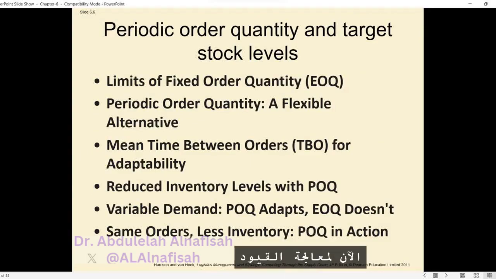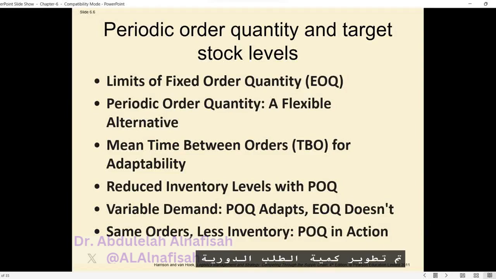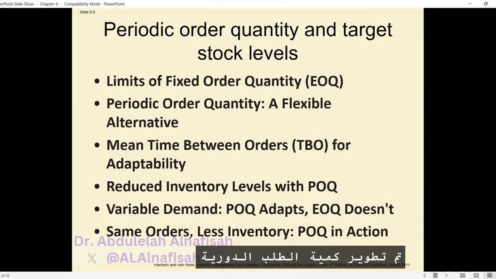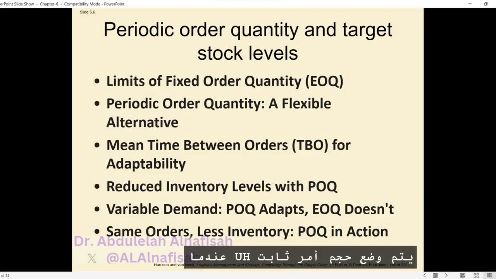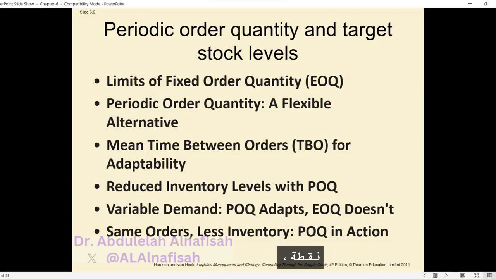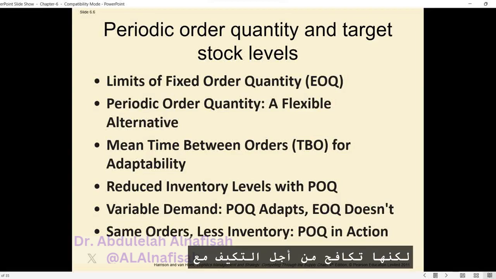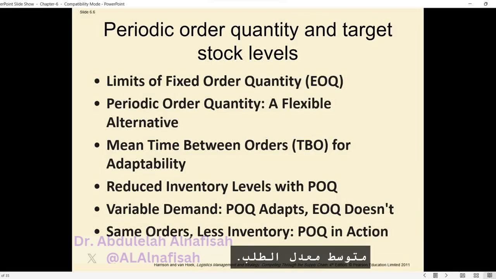Now, to address the limitations of EOQ models, an alternative method known as the periodic order quantity has been developed. In the EOQ system, a fixed order size is placed when the inventory falls below the reorder point, but it struggles to adapt to rapid changes in demand. The periodic order quantity method offers a solution by revising reorder quantities more frequently. It uses the mean time between orders, TBO, calculated by dividing the EOQ by the average demand rate.